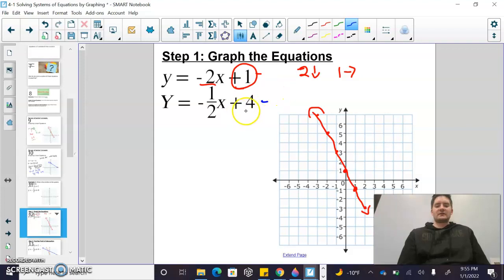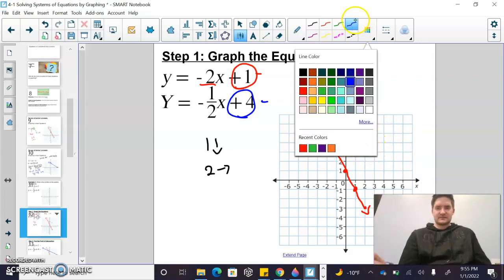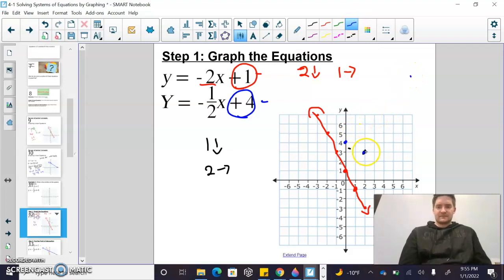Now the second one, I'm going to circle 4 because that's where the y-intercept is. And the slope here is once again telling me that this time it's going to go 1 down and 2 to the right. So that's what the negative 1/2 slope is telling us. We don't have to do all the points, but just give a rough idea where those two lines are. So you've successfully graphed the equations.